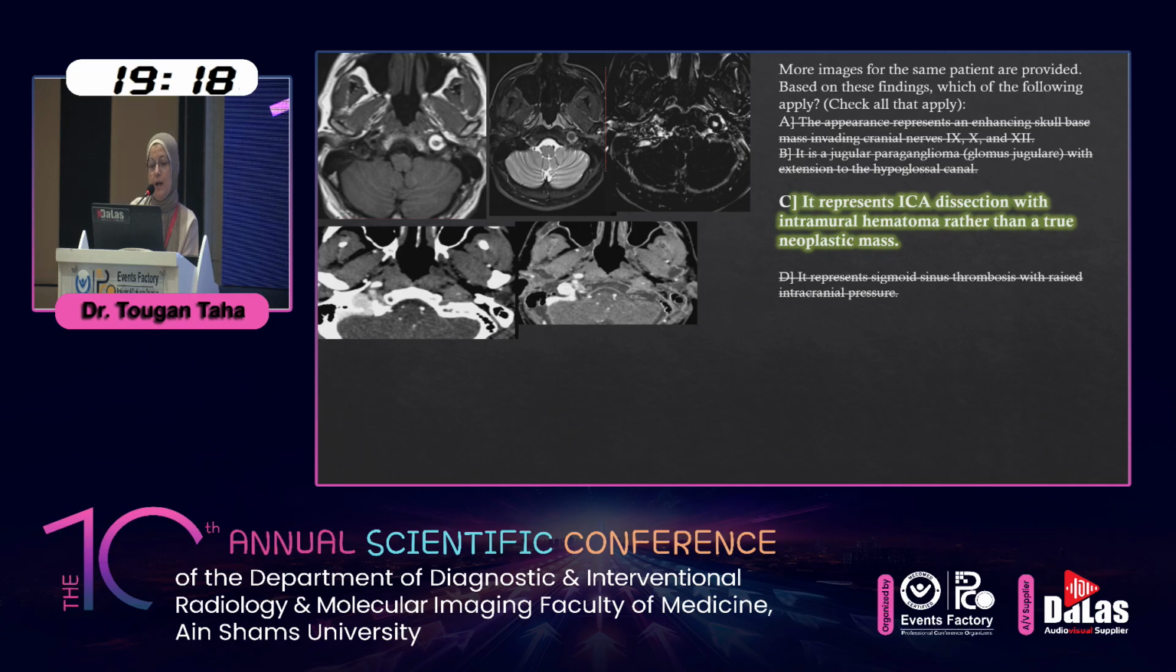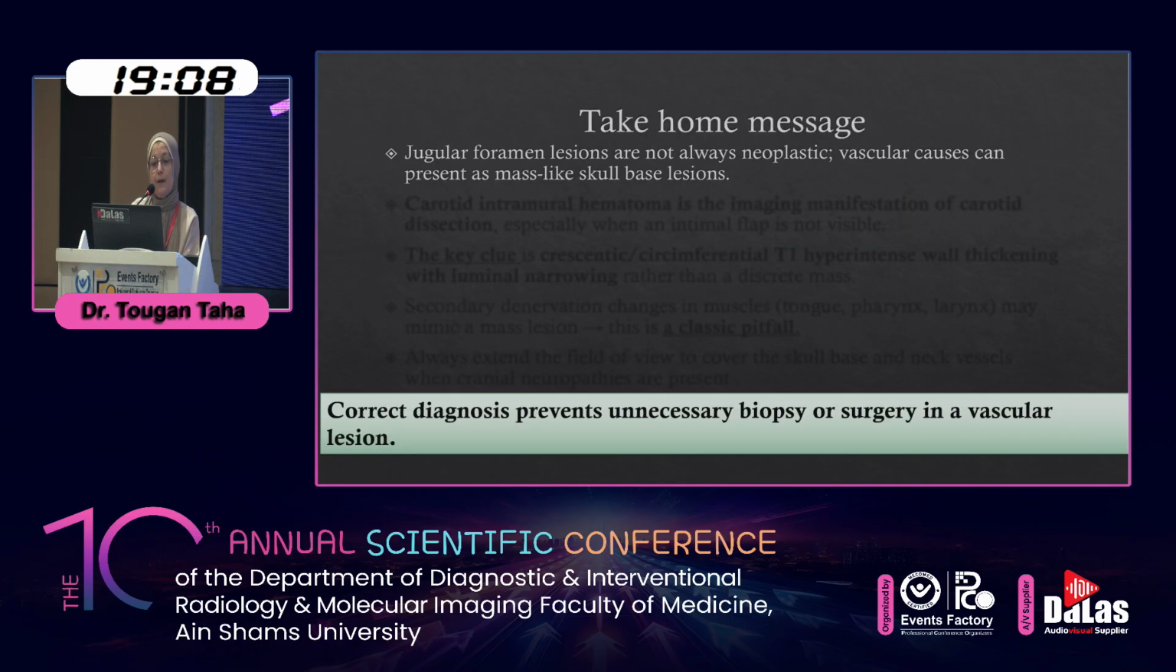So the correct answers: it is internal carotid artery dissection, and the angiographic study is essential for the definitive diagnosis. The take-home message of this case is that jugular foramen lesions are not always neoplastic. Vascular causes can present as a mass-like skull-base lesion.